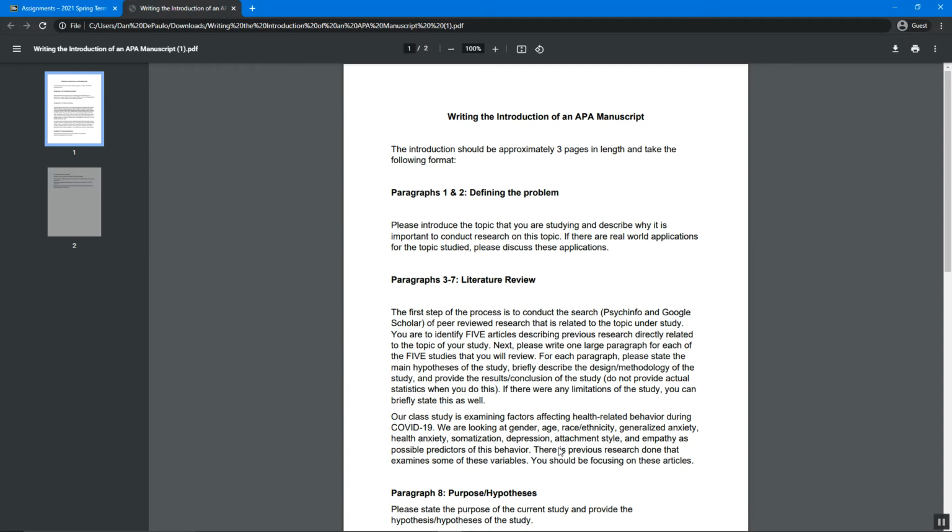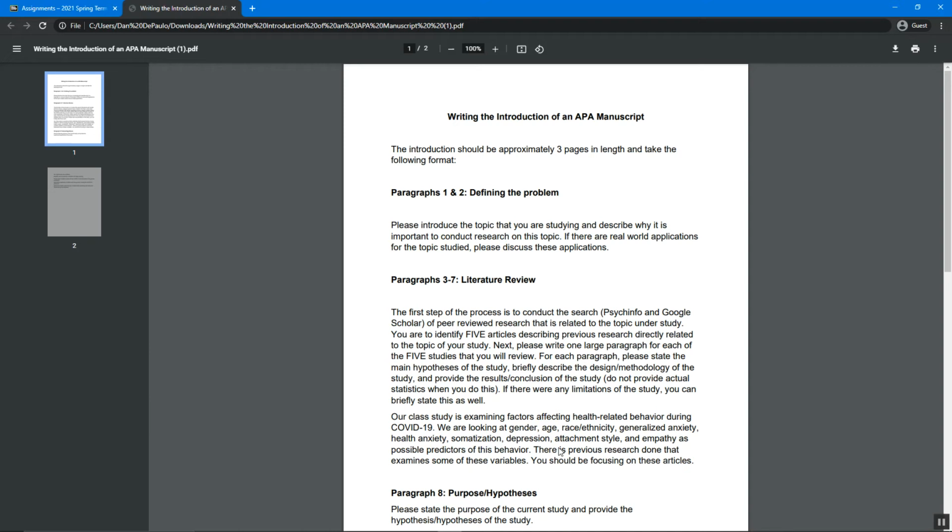We're looking at gender, age, race, ethnicity, anxiety, generalized anxiety, health anxiety, somatization, depression, attachment style, empathy as possible predictors for this health behavior. And there's plenty of research that's out there now because the whole world is basically doing research on this. So you don't have to worry about that. There's plenty of research out there. So go find it. Go read the article. Read the abstract first. If you read the abstract, the first paragraph there in the article, and you find that it's relevant, then read the article.